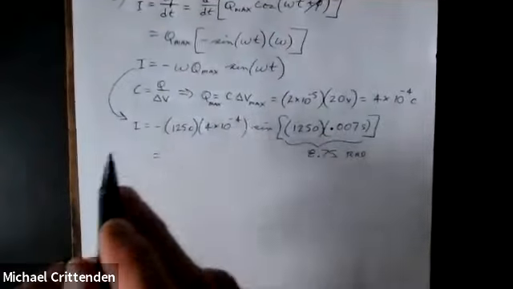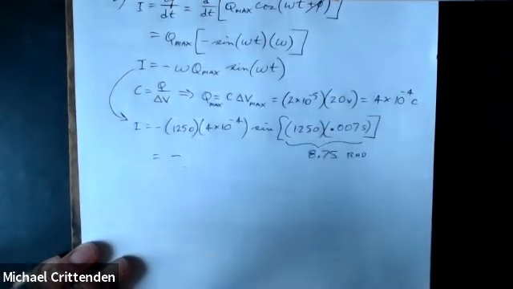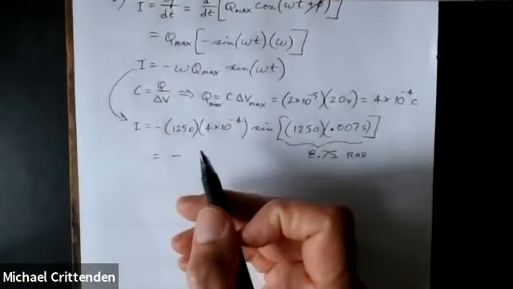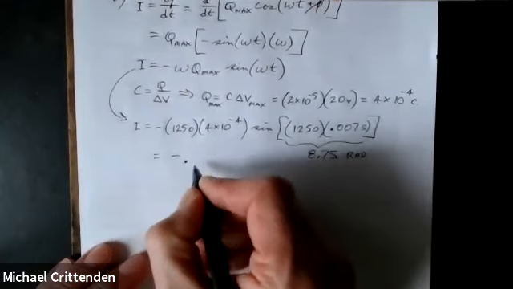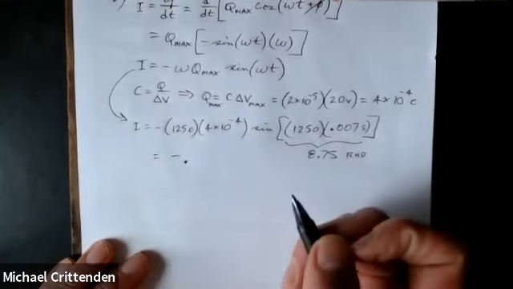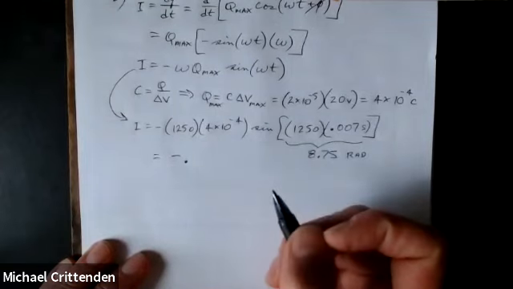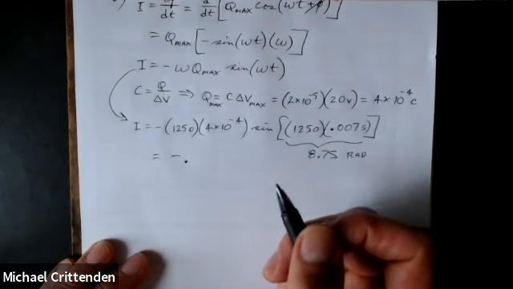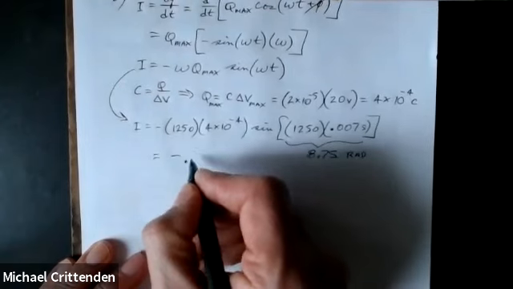So that times that times that, negative. The minus sign just refers to which way the current is flowing at the moment. Half the time it flows one way, half the time it flows the other way. Right now it's going in the, would it be the opposite direction of how it started out? It doesn't matter. It's 0.312 amps.